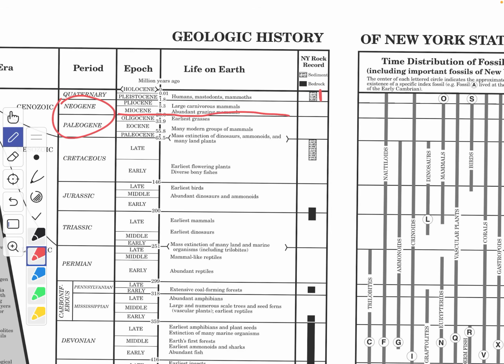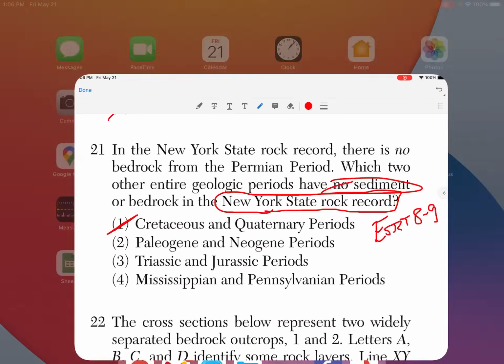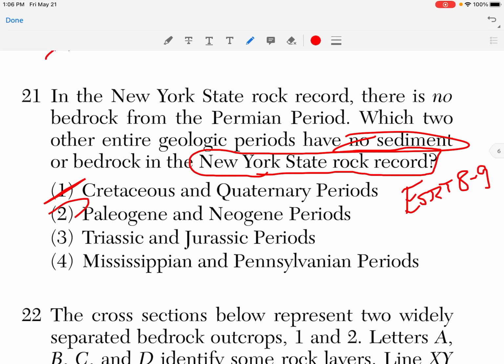Let's see if there's any rock record over here. You'll notice there's nothing. There you go. That's got to be the correct answer. There's no evidence of that time period in New York State history, and therefore that is the correct answer. I won't even go through all the other choices because I've pretty much narrowed it down. You can look through the rest of them and you'll see that there is a little bit, but the answer is number 2.